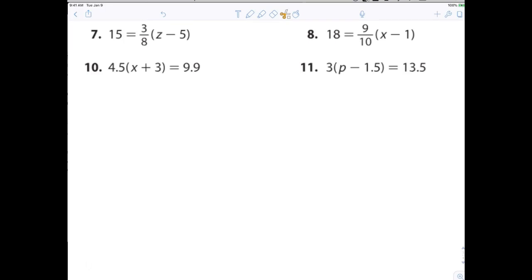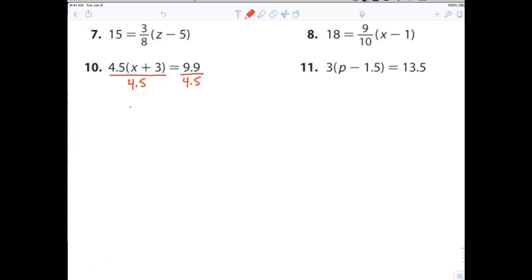How do I undo the multiplication? Divide. So now look, please. I'll write this on your paper, and then let's talk about it. I'm dividing by 4.5. I'm dividing by 4.5. Yosef, are you with me? Come on, I'm already on number 10.